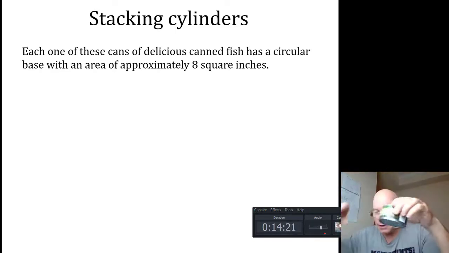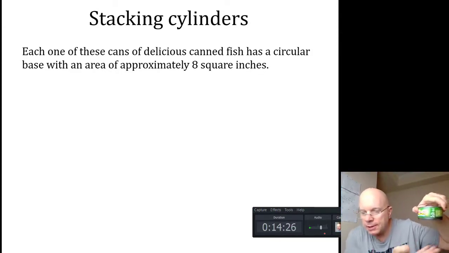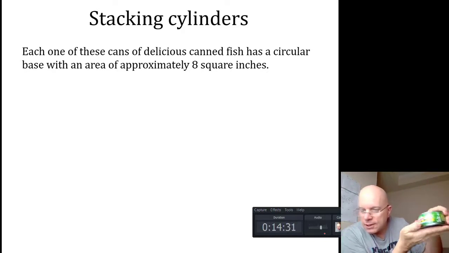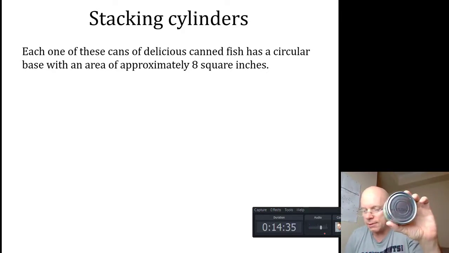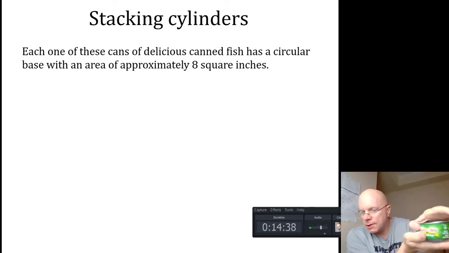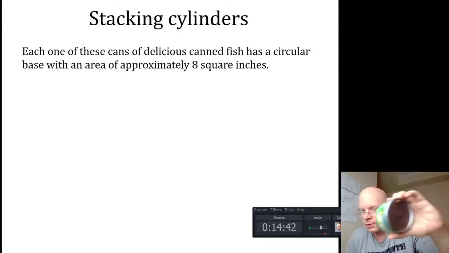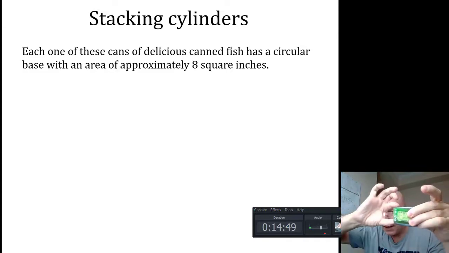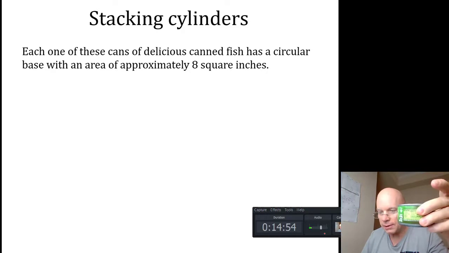All right, so this is definitely not a prism because it's not a polyhedron. It's not a prism because that's not a polygon, but it's prism-like because it has 2 parallel and congruent bases. They just happen to be circles. If the area of that circle was 8 square inches and this was 1 inch tall, this can, I would have 8 cubic inches of delicious tuna.